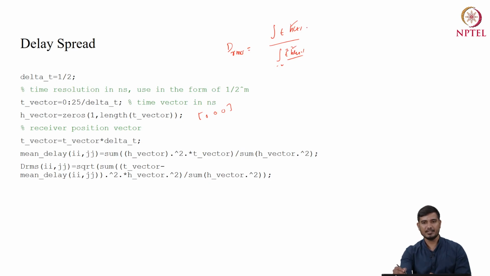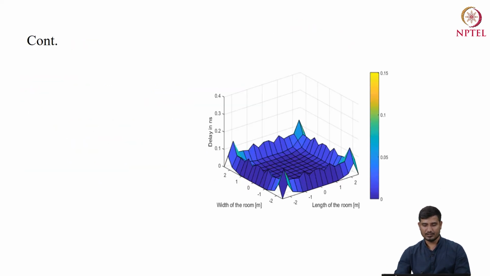This will be the mean delay, and this is the mean square RMS delay spread. So based on that, now you have this delay spread. Again, it will be a 3-dimensional vector because your channel gain is a 3-dimensional vector. So based on that, you can also plot this delay spread.